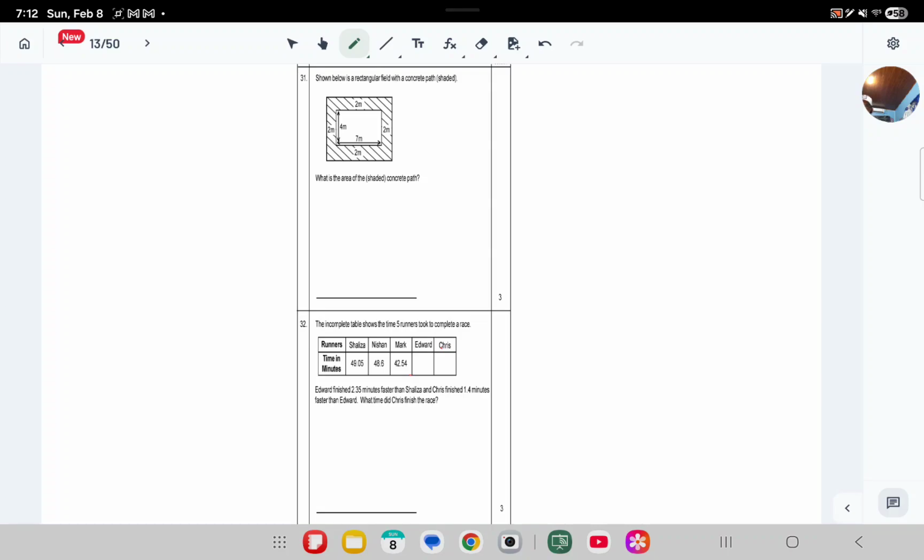Number 31 shown below is a rectangular field with a concrete part shaded. Alright, so they ask, what is the area of the shaded concrete part? So we have the shaded part here, we have an unshaded part here. So to begin with, we need to calculate the area of the entire shape.